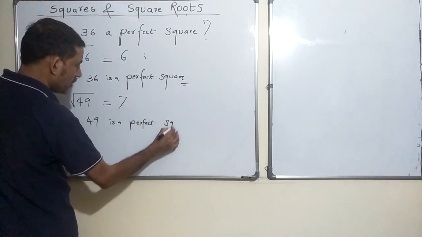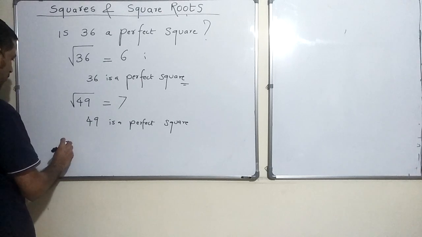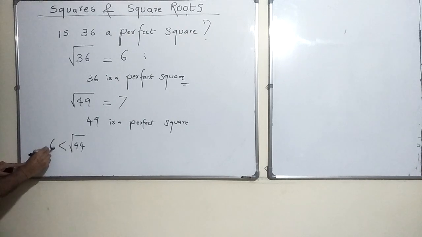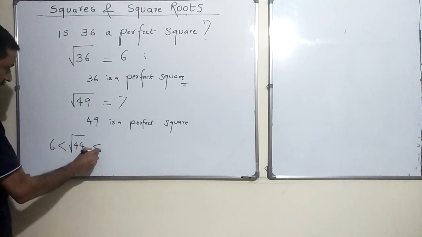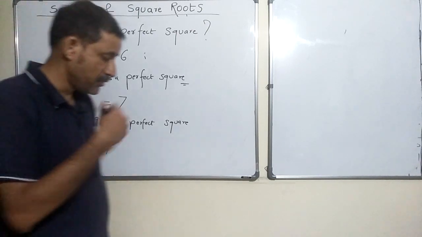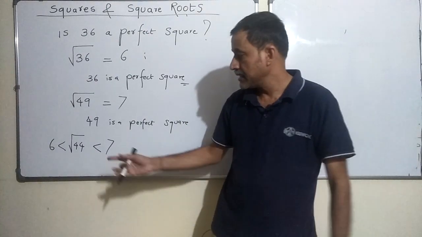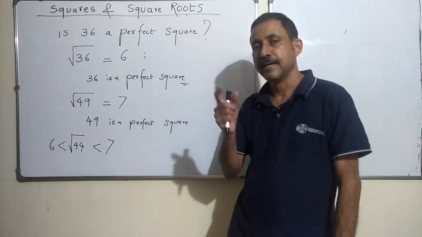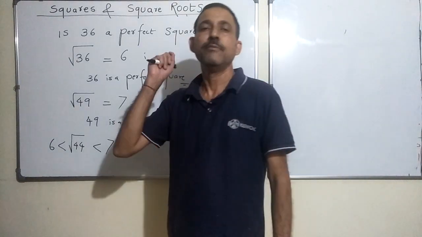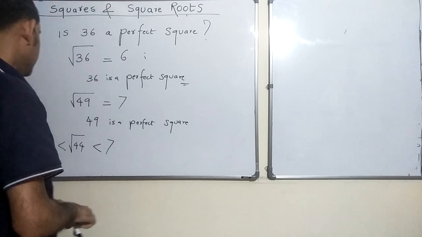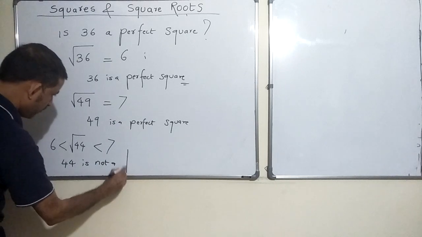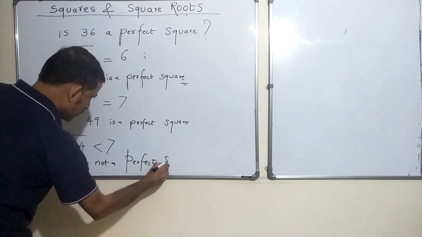But what about 44? Now square root of 44 is definitely greater than 6, because 6 sixes are 36, right? And it is less than 7. And if you go to find out the square root of 44, which we will be doing in the next session, you realize that you cannot find out the square root of 44 exactly. It will be in decimals, which will never terminate, and it will go on. So 44 is not a perfect square. Just remember that. All right.